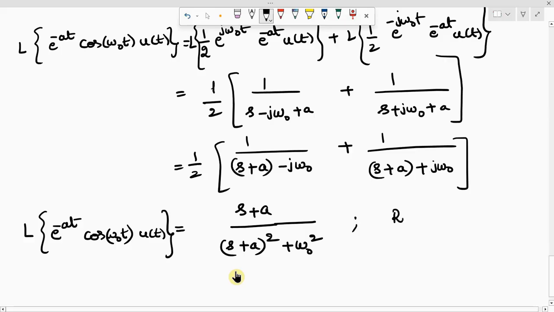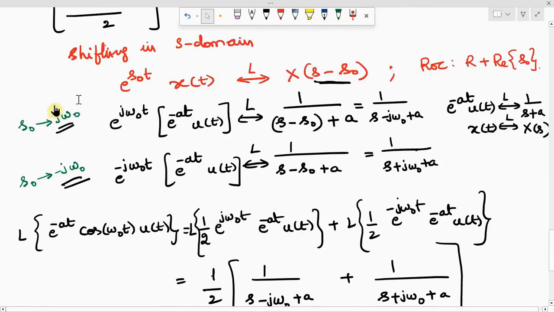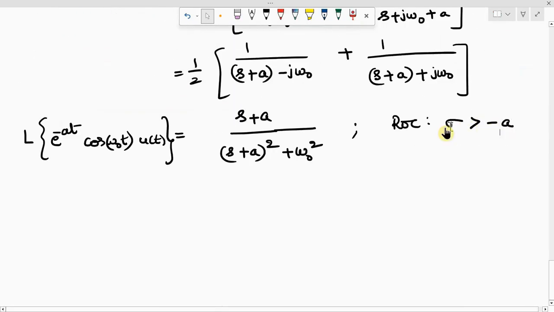What is the ROC? Sigma greater than minus a. Super. Because s naught is a complex constant, and it is purely imaginary, it is not affecting any change in sigma. Therefore the ROC remains the same, that is sigma greater than minus a.